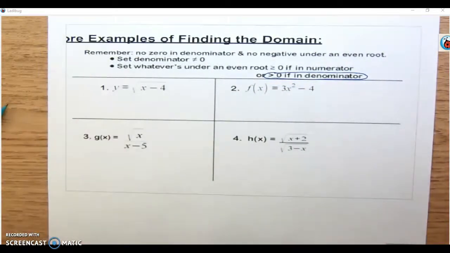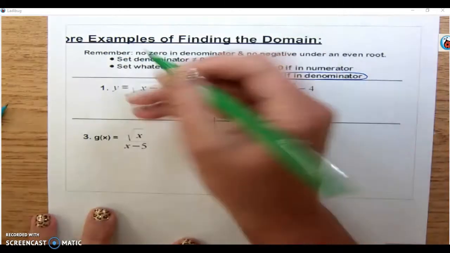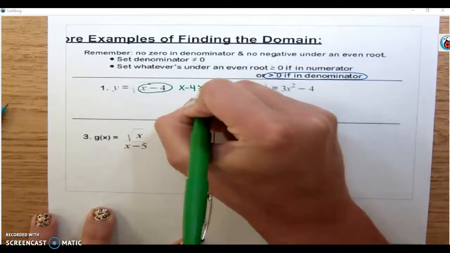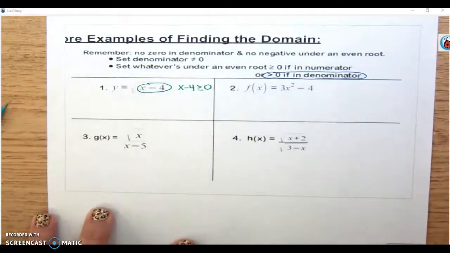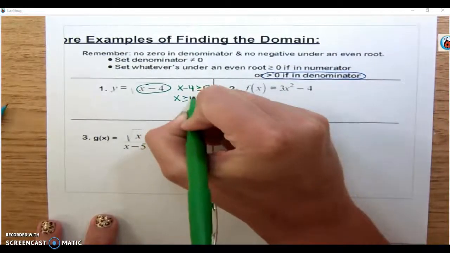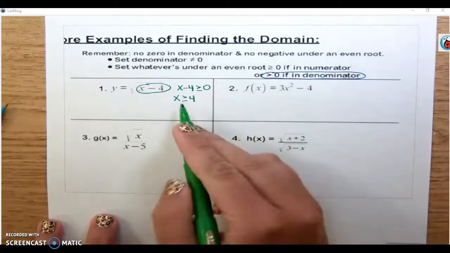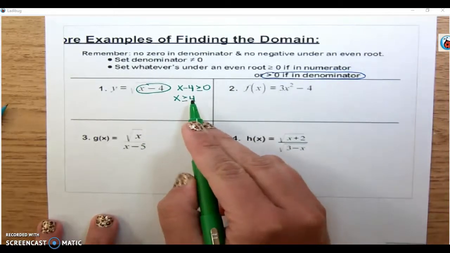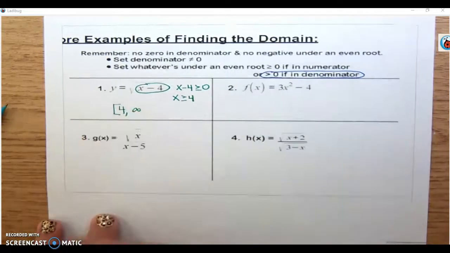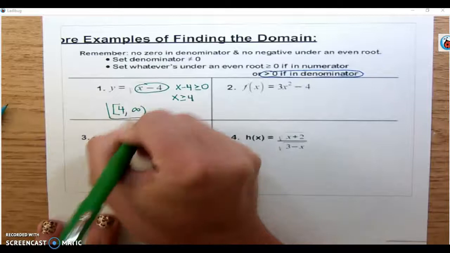So looking at the first problem, we have x minus 4. Since it's under the square root, we're going to make it x minus 4 has to be greater than or equal to 0. Because remember, you can't have a negative number under the square root. So x has to be greater than or equal to 4. So we're going to be using 4 and infinity. 4 is going to get the bracket because it has the equal to. Infinity always gets the parentheses.